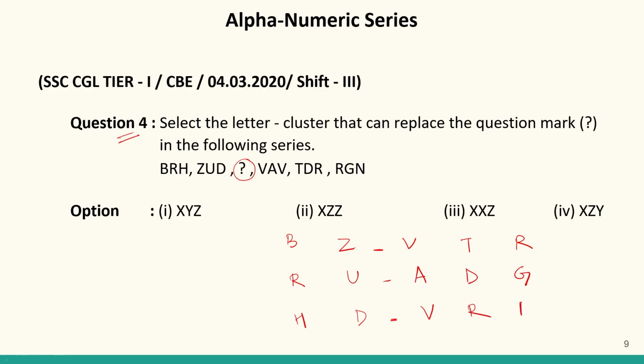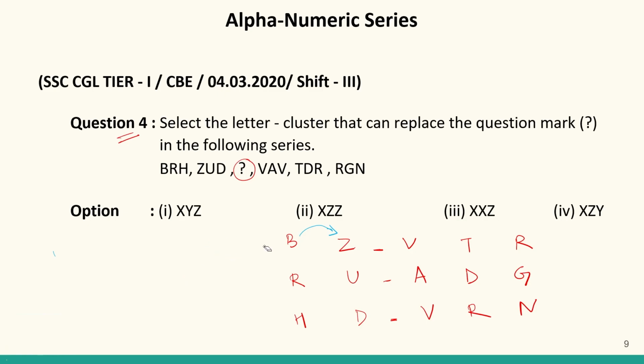If I'm going from B to Z, that means I'm going backwards, because if I go forward, it will be a big jump. If I go forward, this is a jump of 24 letters. B is 2, Z is 26. So there's a jump of 24 letters, which is not usually the case, because usually we jump 5 or 7 or 9. This is a very big jump, right?